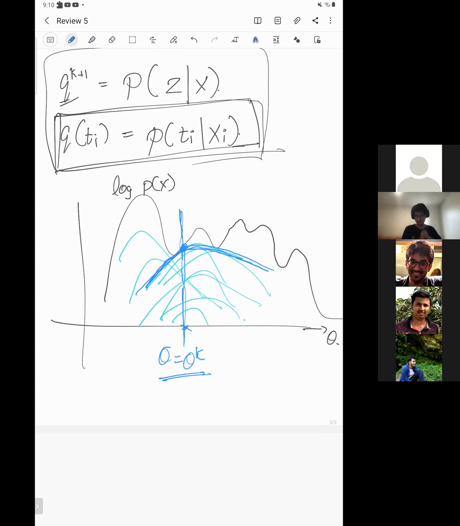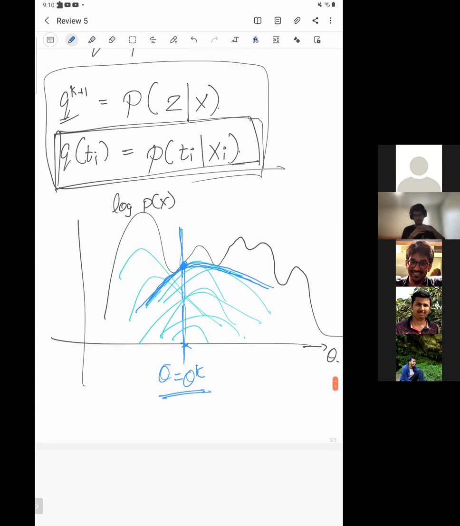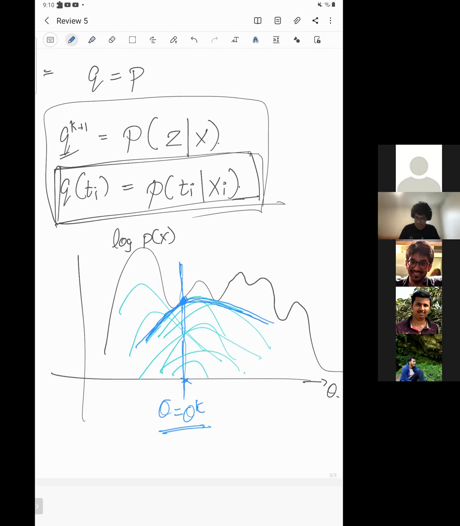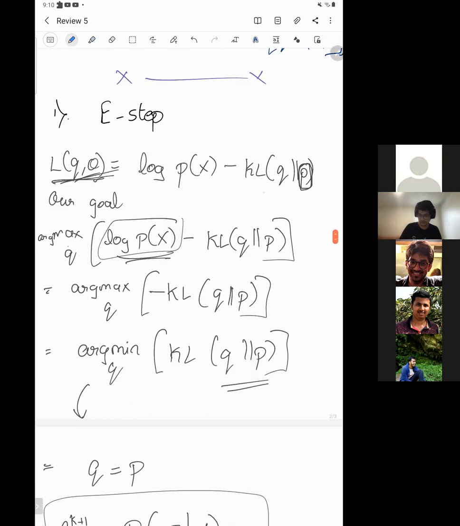So we know this lower bound is always less than log p of x, and in the E step we are trying to increase it. But since it's always a lower bound, all you can do is equate it to log p of x, and it cannot increase further because it's bounded by the log likelihood. That's exactly because we equated this term to 0. We chose our q as the posterior, so this term became 0, and this is the maximum we can increase L of q of our log likelihood.